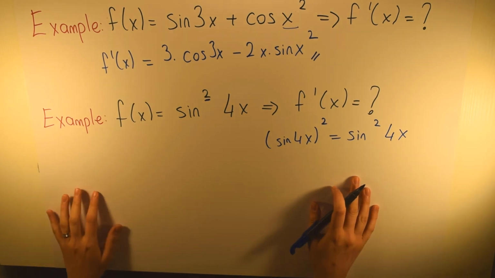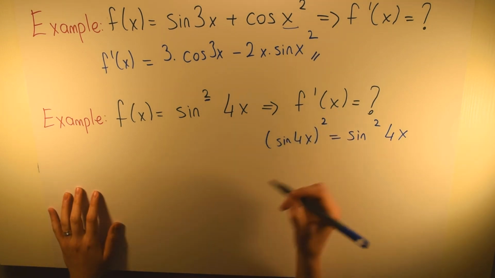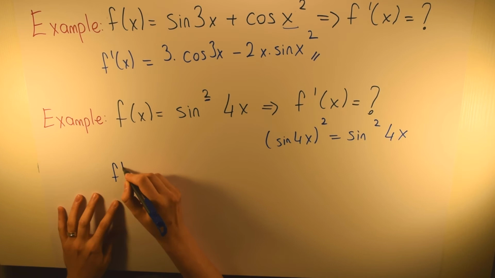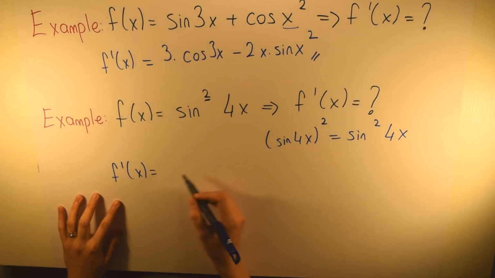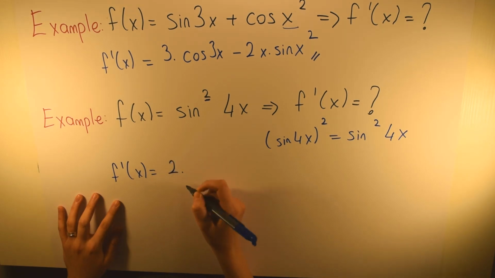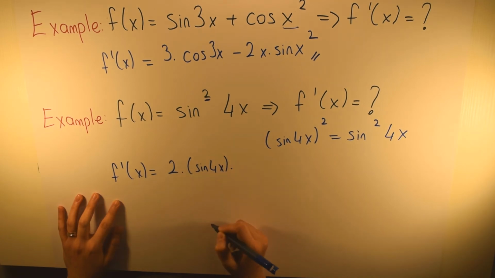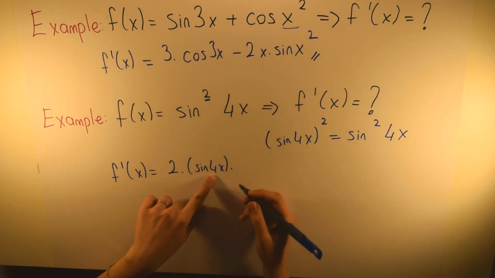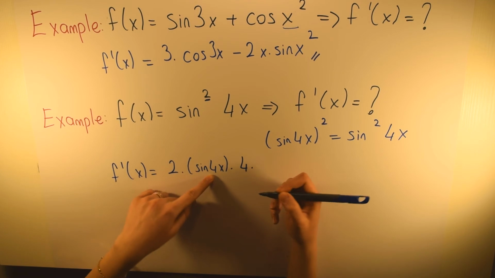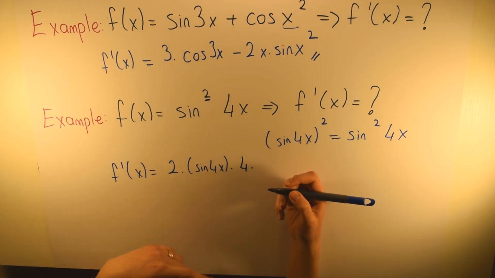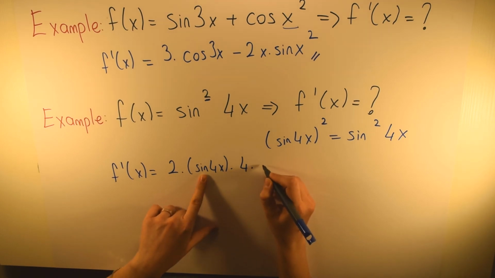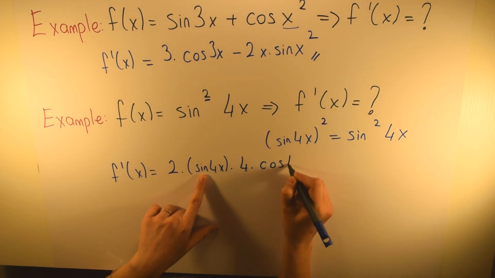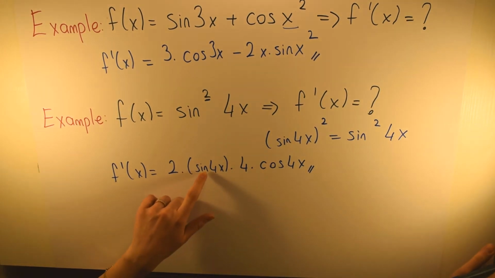Now let's find the derivative of f of x. It will be equal to, so here we put this 2 in front of the parenthesis, 2 times sine 4x. Then I will take the derivative of inside, which is equal to 4, and I know that the derivative of sine 4x is equal to cosine, so it's equal to cosine 4x.